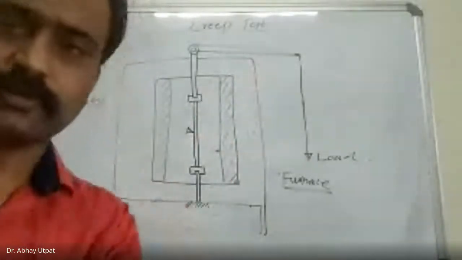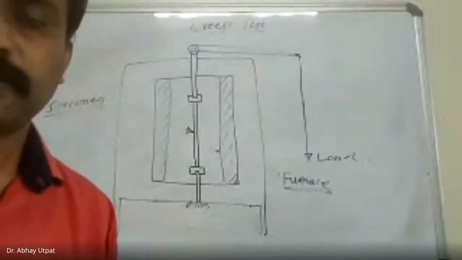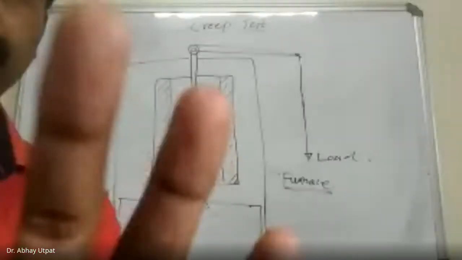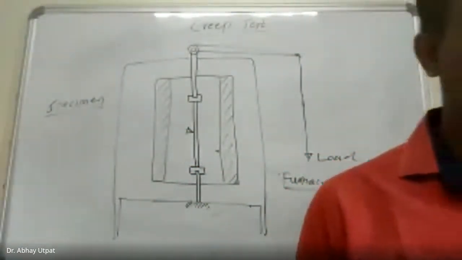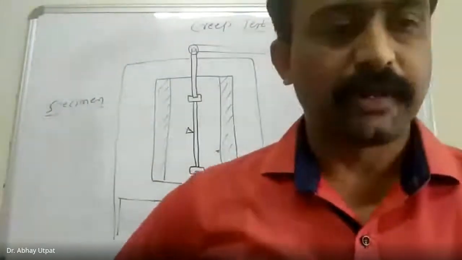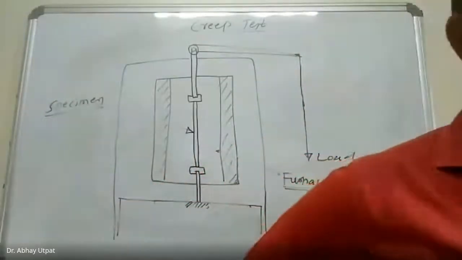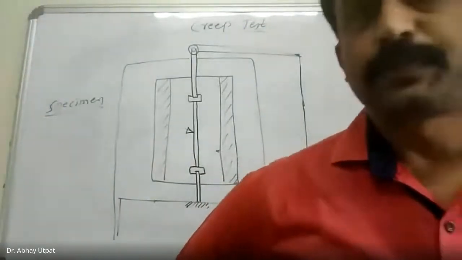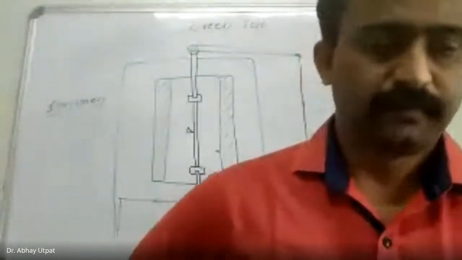Is the figure over? Please reply whether your figure is over. Yes, sir. Okay. Next line, write down: the figure shows a schematic diagram for the creep test. The specimen used may be of circular or square cross section.